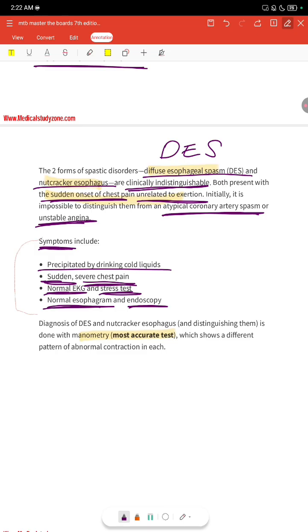So how do you diagnose them then? The diagnosis of DES, diffuse esophageal spasm, and nutcracker esophagus, and distinguishing them is done with manometry. That is the most accurate test, which shows a different pattern of abnormal contraction in each.